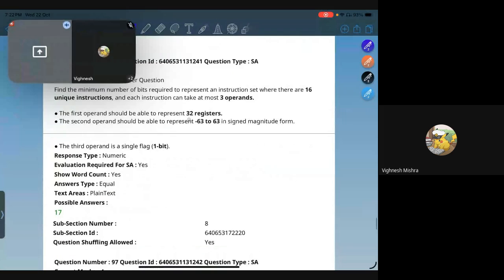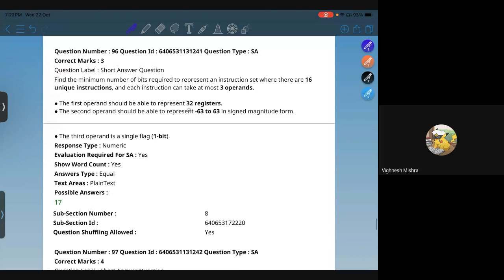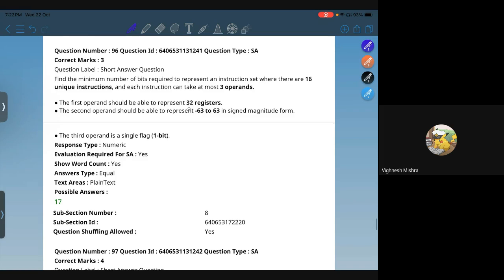Okay, then find the minimum number of bits required to represent an instruction set where there are 16 unique instructions. Each instruction can have at most 3 operands. The first operand should be able to represent 32 registers. The second operand should be able to represent a signed magnitude form.